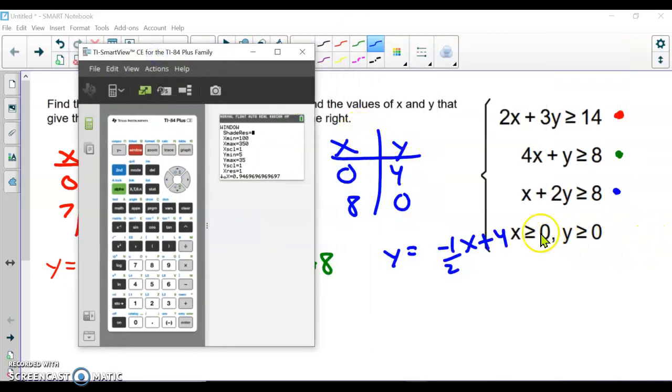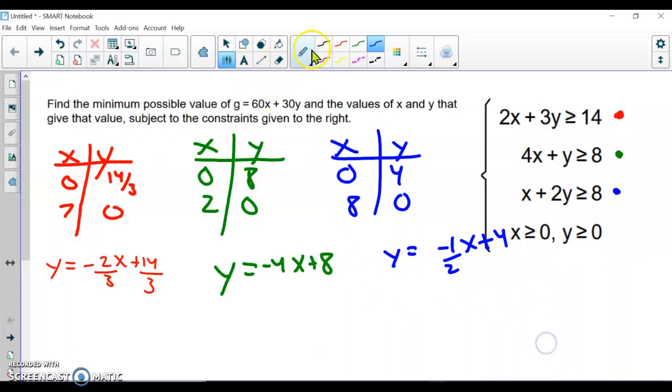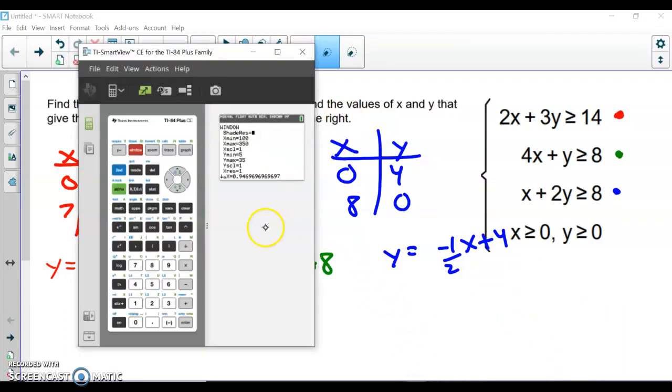Now the other thing to consider is that x and y are positive values, right? That's another thing that was included in this set. So that means we only care about the first quadrant, right? Here's the xy plane, and we only care about this quadrant here. This is the only spot where both x and y are positive. So we're only interested in that portion anyway. Let's restrict the window a little bit.